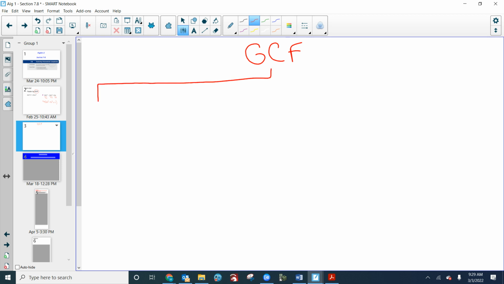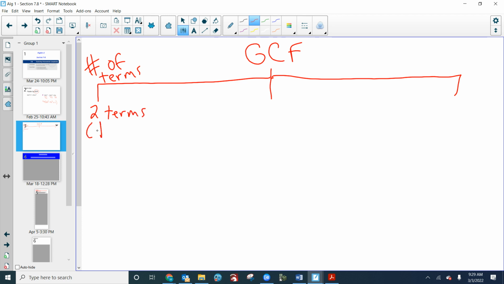From there, we're going to have 3 situations, and it's always based on the number of terms that you have. Number of terms. Okay? 3 situations after our GCF. The first situation is when you have 2 terms. We want to look for a difference of squares.